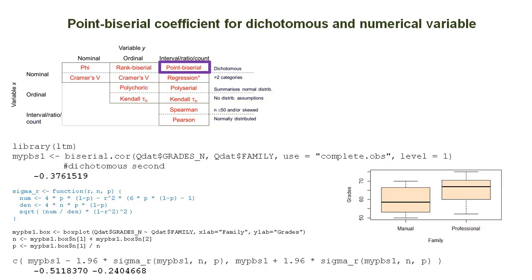From the box plot we can see that family manual has a much lower median than family professional, and so the association is negative. The 95% confidence intervals are calculated using a function sigma r from Stack Exchange, where n equals the number of data pairs and p is the proportion of data pairs that are the reference group, taken from the box plots.